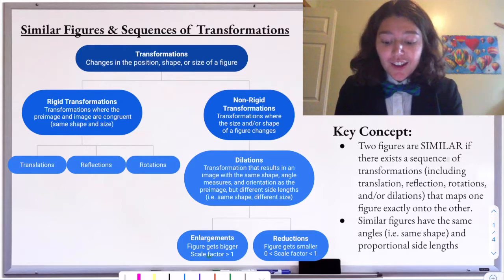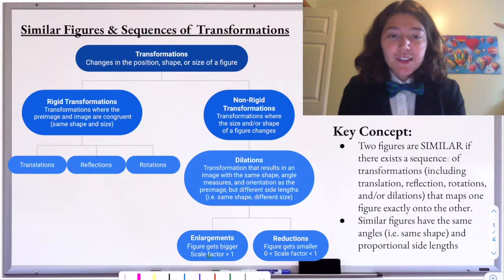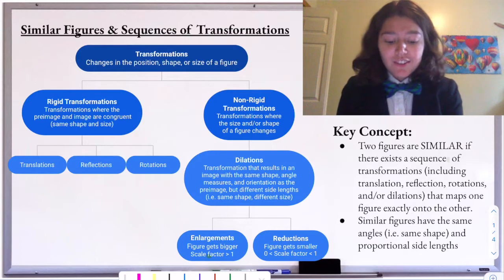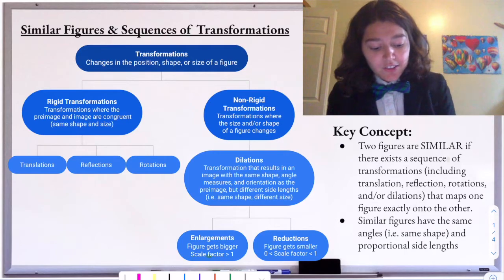We've already learned all about rigid transformations, which are transformations where the preimage and the image are congruent. Our three examples of those were translations, reflections, and rotations. And then we also learned about non-rigid transformations, where the shape and/or the size changes. In particular, we talked about dilations, right? We talked about dilations where we have the same shape, but a different size.